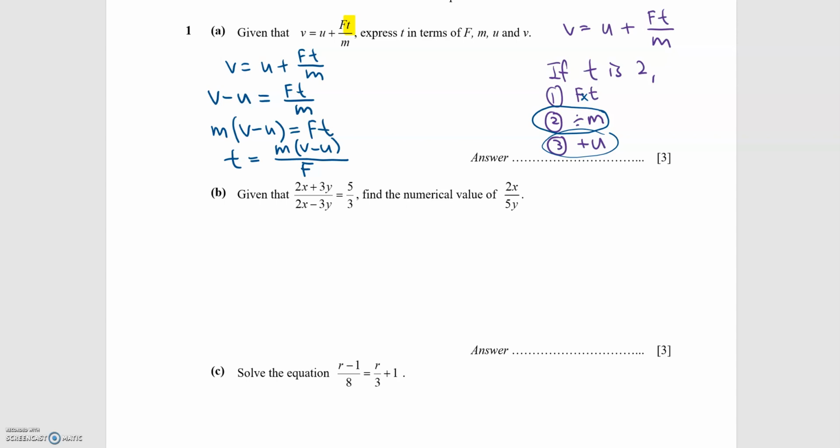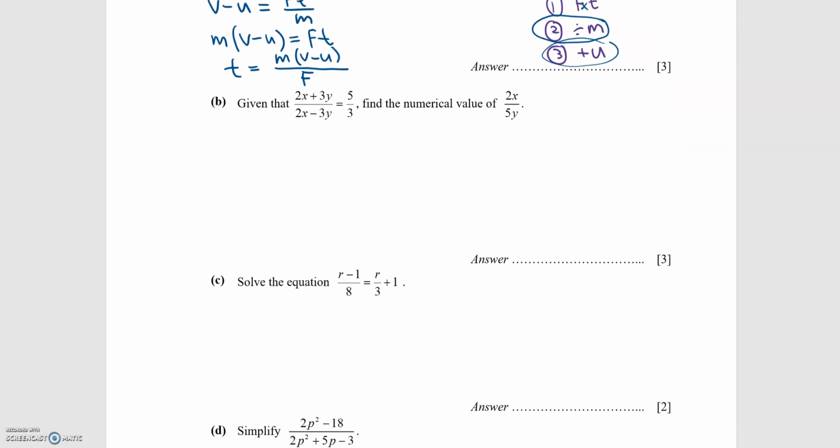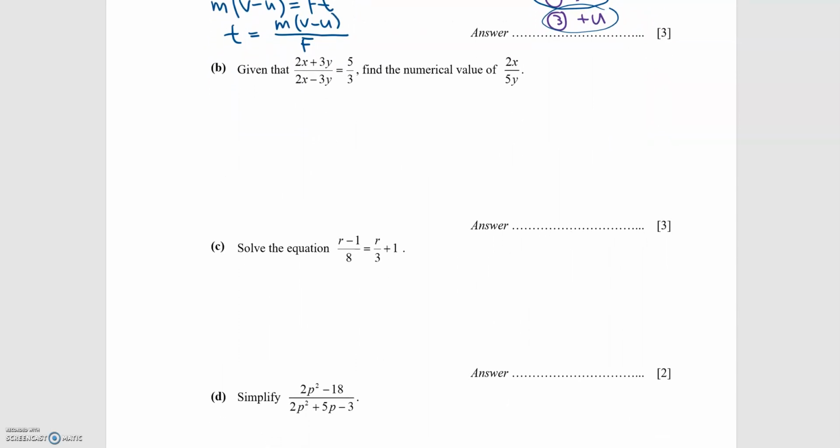Let's go on to part B. Given that this is equals to 5 over 3, they want us to find the numerical value of 2x over 5y. Now, if you look at this question, it might seem a little bit uncertain of how you would actually get to the value of 2x over 5y. However, if you focus on this equation given, we will try to just simplify it first. There's nothing much you can do for now to sieve out the value of 2x over 5y. So let's simplify this equation first.